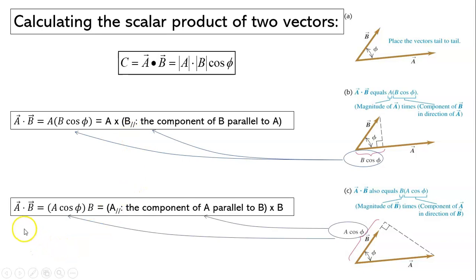If I rearrange it, I put a times cosine phi times b, because these two are equivalent, right? So a times cosine phi, take a look at the diagram, is the vector a projected on b. That is the component of a parallel to b. So it's the size of b multiplied by the size of a projected on b. So that is how you calculate the scalar product.